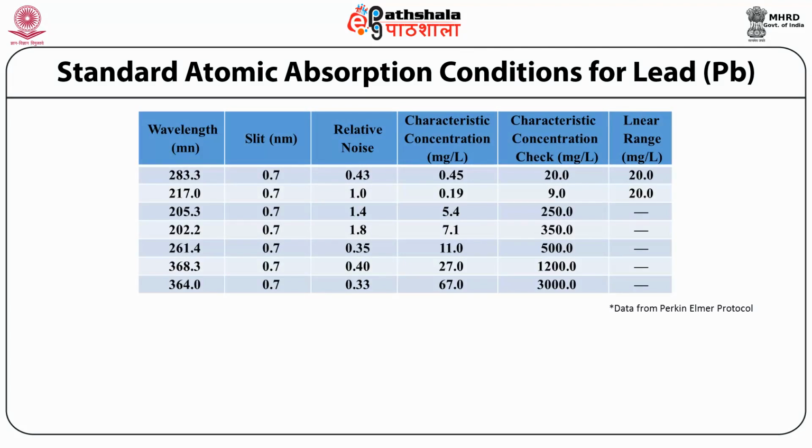Lead can be identified or determined at a number of wavelengths starting from 283 through 364.0 nanometers with a slit of 0.7 nanometers. The relative noise levels are from 0.4 to 1.8, characteristic concentration of 0.4 to 67.0 milligram per liter, and characteristic concentration check of 0 to 3000 milligrams per liter with a linear range of 20 milligrams per liter. The recommended flame is air acetylene oxidizing.